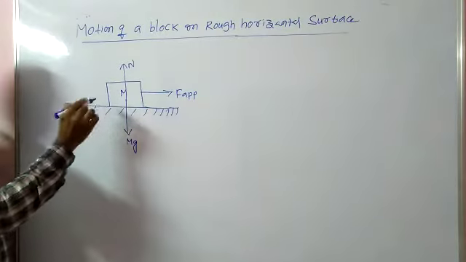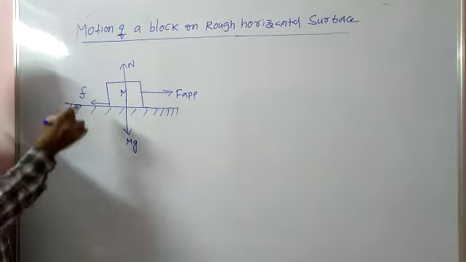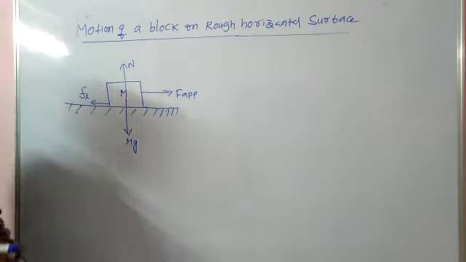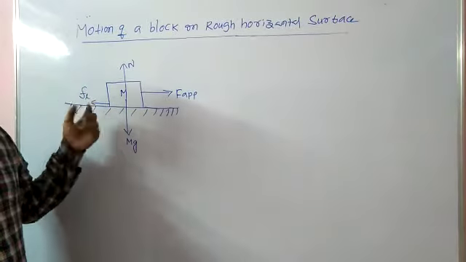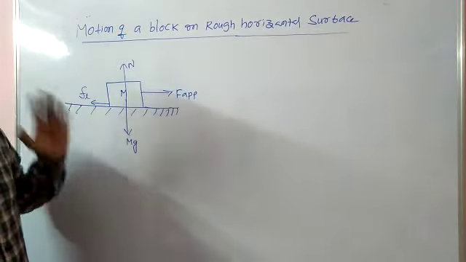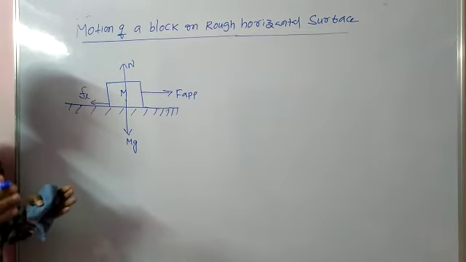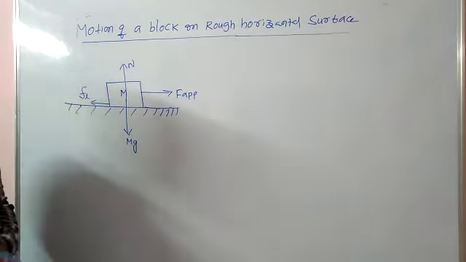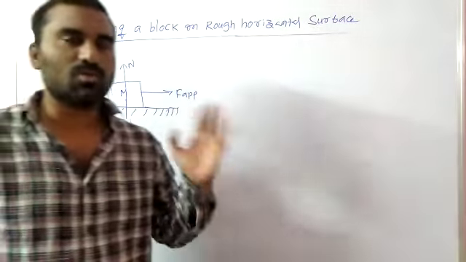Whenever the force is applied here, there is a maximum static friction, or limiting friction. Whenever the force is applied, friction is present. The frictional force is present between the block and the ground also. Now, what is the minimum force required to move the block? The minimum force required to start the motion.